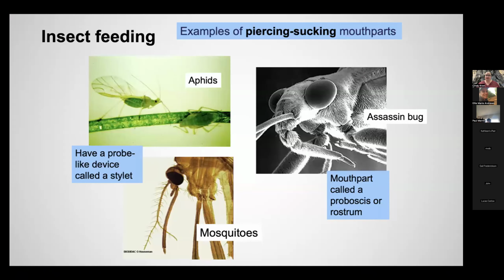As examples of piercing, sucking mouth parts, we have mosquitoes that have a probe-like device called a stylet, and that's this right here. Aphids, you see the mouth part right here that's tucked under. Assassin bugs have a rostrum, or we also call it a proboscis. Again, it pierces into plant material or into another insect, and that's how it feeds.